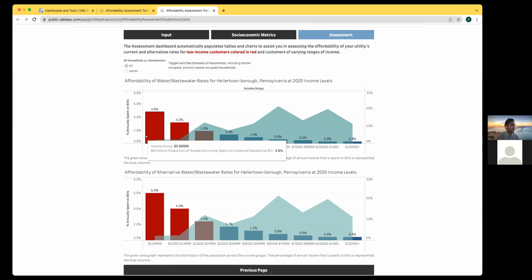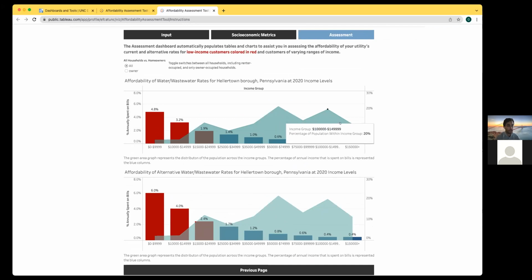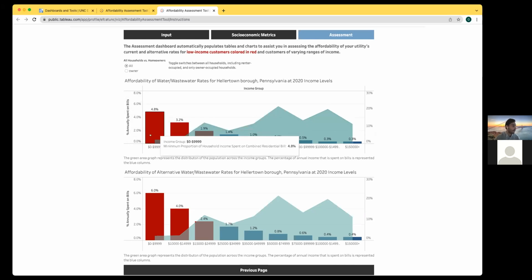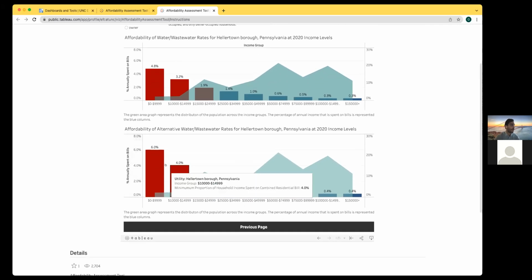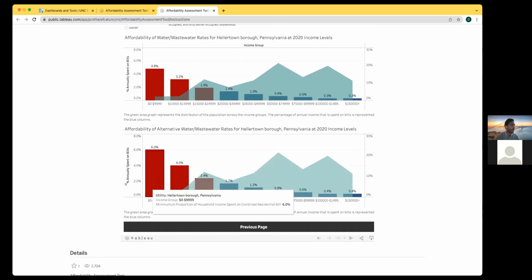We can see here the distribution of the population, which is accurate. The population finds itself along this level, as you can see from the shaded line graph. And then percent annually spent on bills. We can see that the lowest income group pays 4.8% of their annual household income on their water bills. And we can see, if we wanted to raise the rates, how that would impact the percent annually spent on bills.